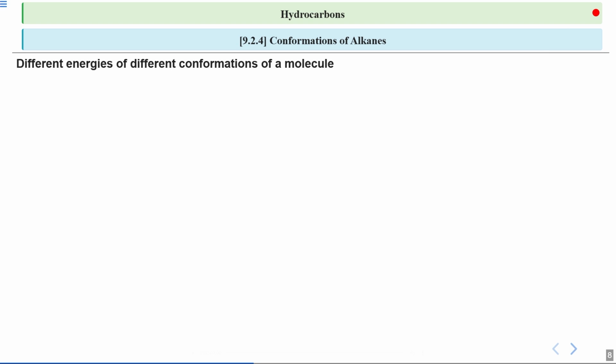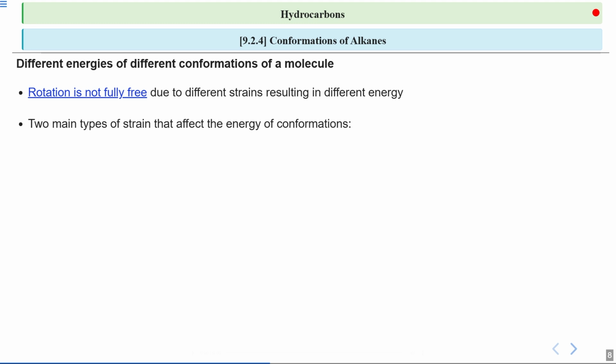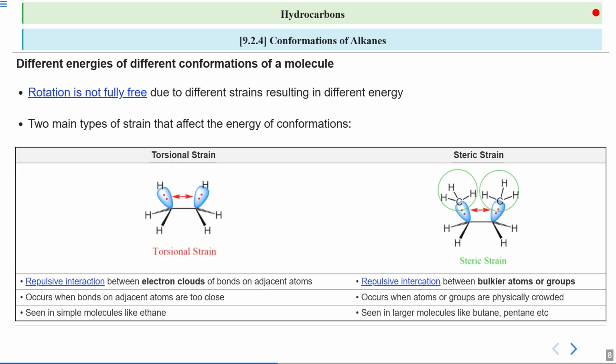Next, we will study the different energies associated with various conformations of molecules. Now we see that rotation within a molecule is not completely free. Yes, it is free, but not to a null state. This is due to different strains that result in varying energy levels. This means as the parts of the molecule rotate, they encounter resistance that affects their energy. Two types of strains influence the energy of molecular conformation. These strains are key factors in determining how the molecule can rotate and what energy levels it can achieve.